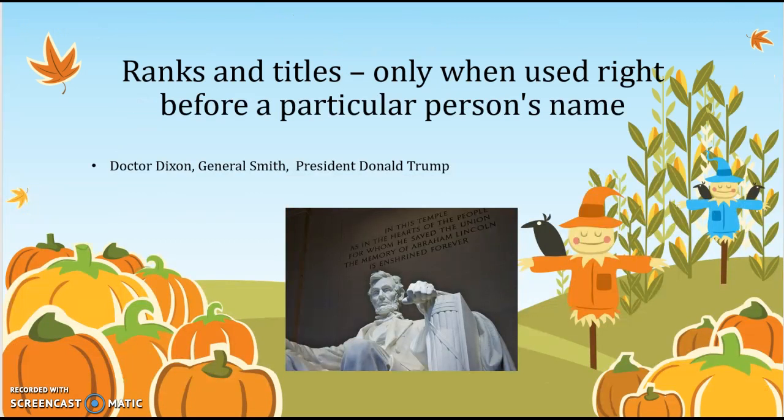Next, we would capitalize ranks and titles, only when used right before a particular person's name. So some examples of this might be Dr. Dixon. Doctor is capitalized because it is right before a particular person. If it didn't have Dixon after it, doctor would not be capitalized. Another example is General Smith and President Donald Trump. Again, president is capitalized. It's a rank before a particular person's name.